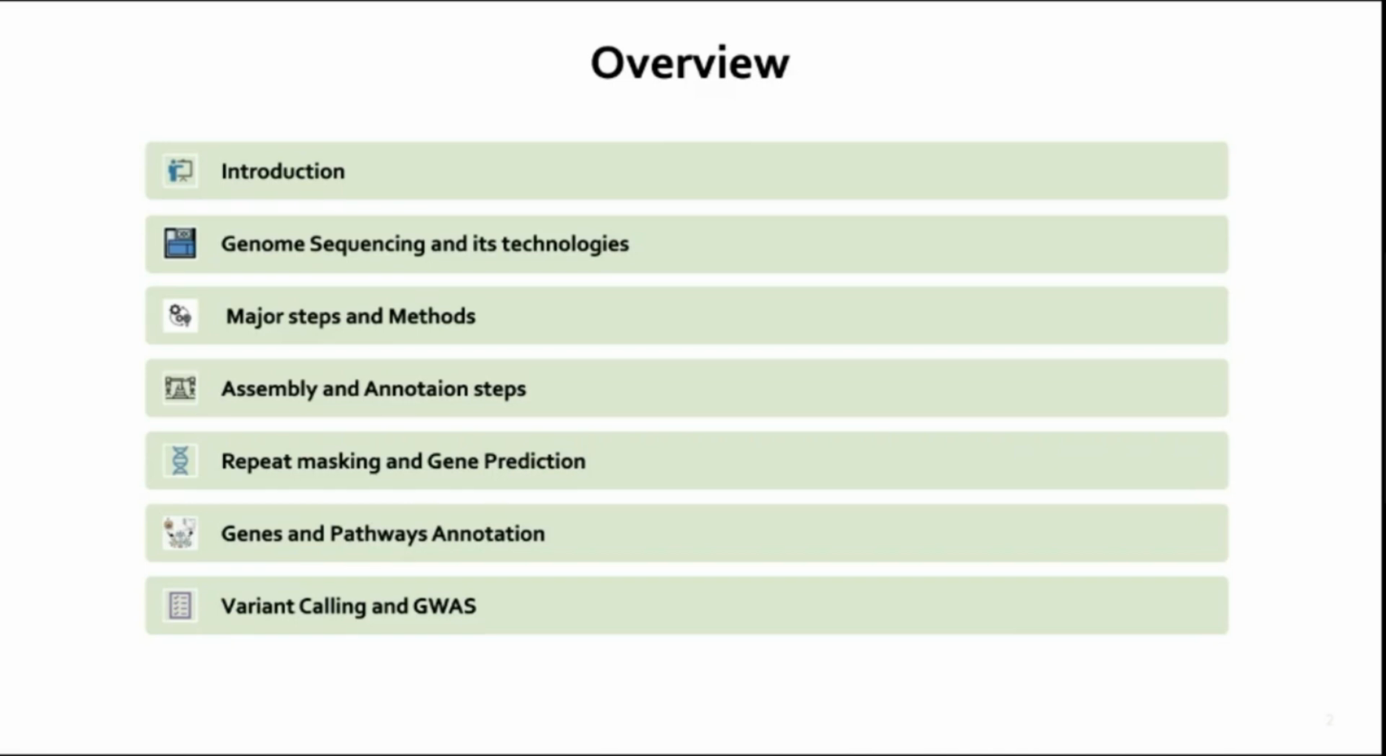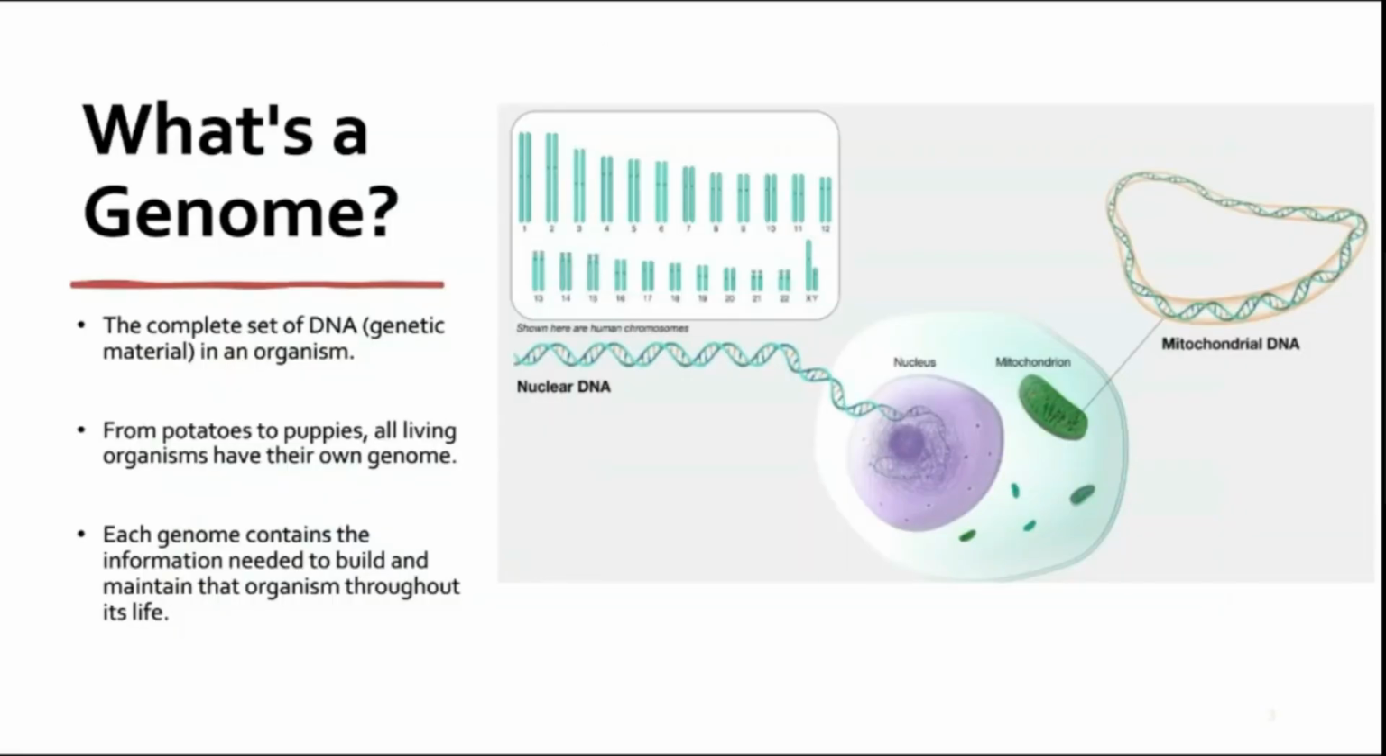And then we will go for pathway annotation and those kinds of things will be covered here. And then, as I told, variant calling and Jiva's part will be there. So I have put in the basic information about the genome here.